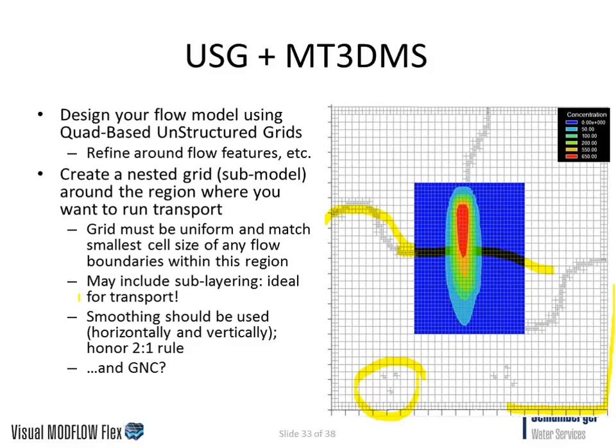You need to apply smoothing from the nested grid to the corresponding regional grid, so you have a gradual transition from those cell sizes. Generally follow the 2-to-1 rule, which basically says that any specific cell should not have more than 2 neighboring cells along a specific edge. If it does, then that cell will get refined by 4 in order to accommodate that. And the smoothing here should be done both horizontally and vertically.